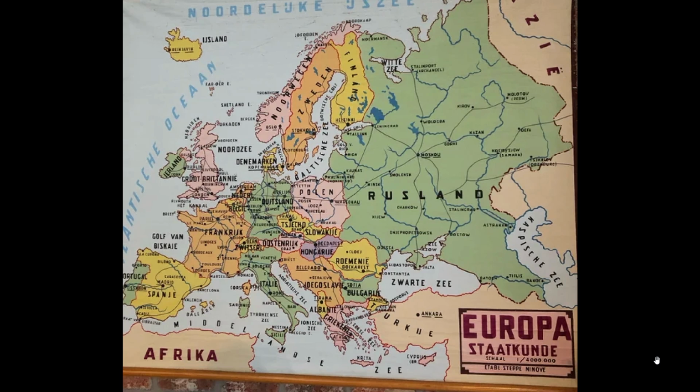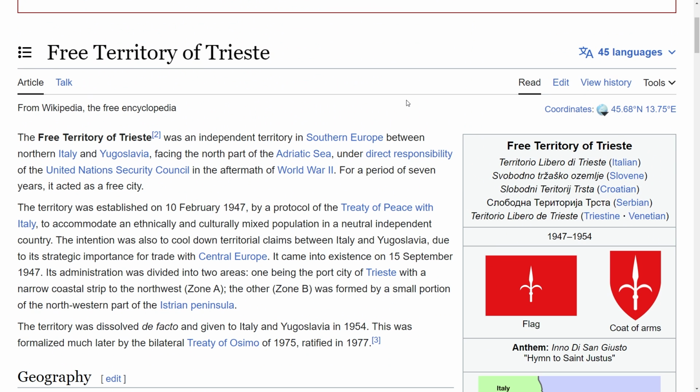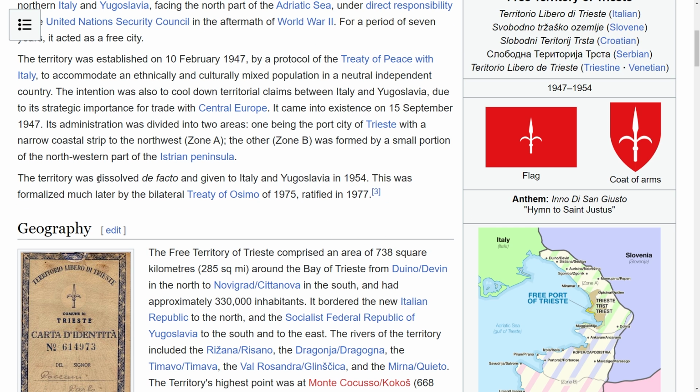More than likely, people aren't just going to have access to a map that's like 150 years old. A lot of this stuff probably was made in the 40s and 50s, especially if the public has no idea what year it's coming from. This person answered somewhere in the range of 1947 and 1954. And the giveaway here was this free territory. It was established in 1947 and it was dissolved in 1954. So that range checks out.